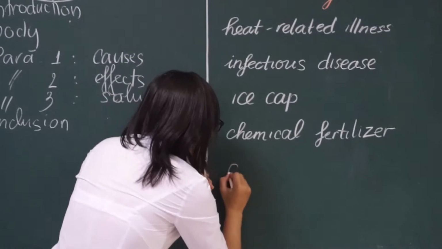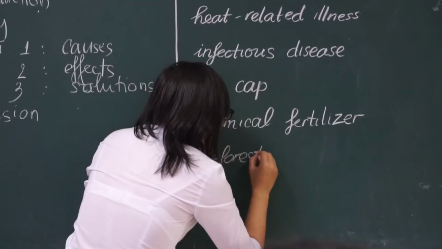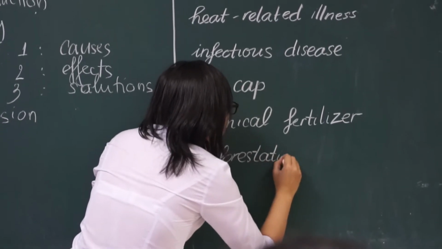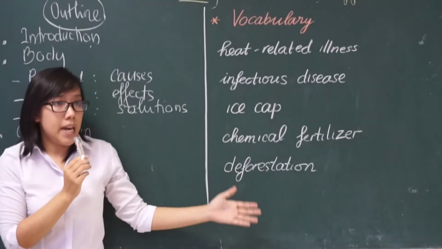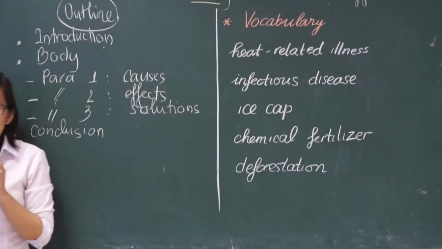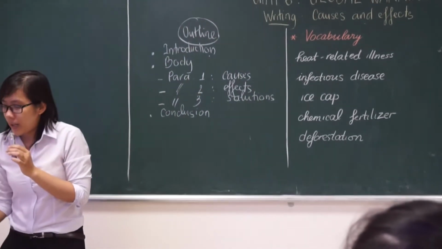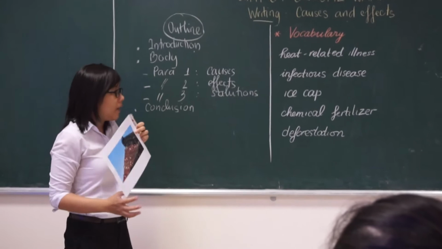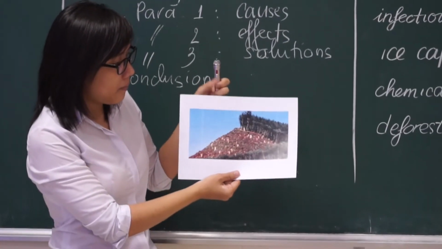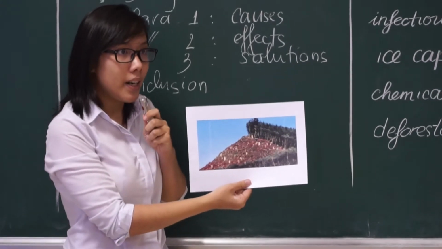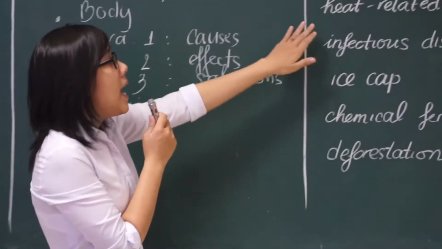And the last word is deforestation. This is an act of cutting and burning trees in a particular area for some individual purposes. This is an example of deforestation. Is that clear? Okay. Okay, class, now repeat after me.